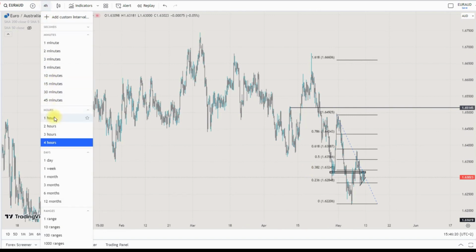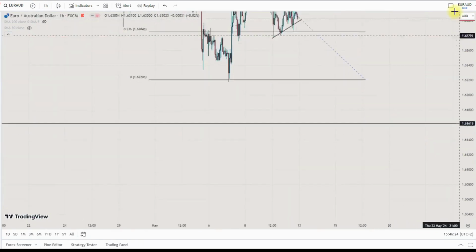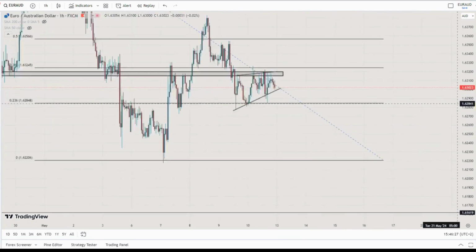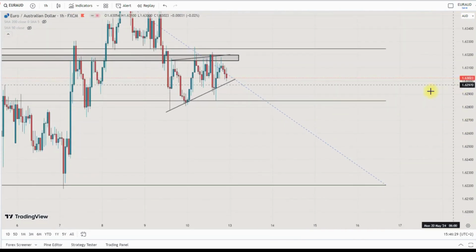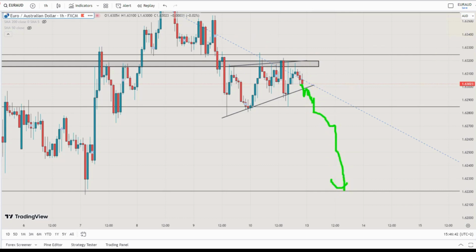Euro Australian dollar, in my own opinion, is to the downside. One of the reasons I said that is that I'm still looking for price to actually break this to the downside. If there's a break to the downside at this price level, then I'll be looking for a move back to 1.6220. And then this is my safe zone right here.